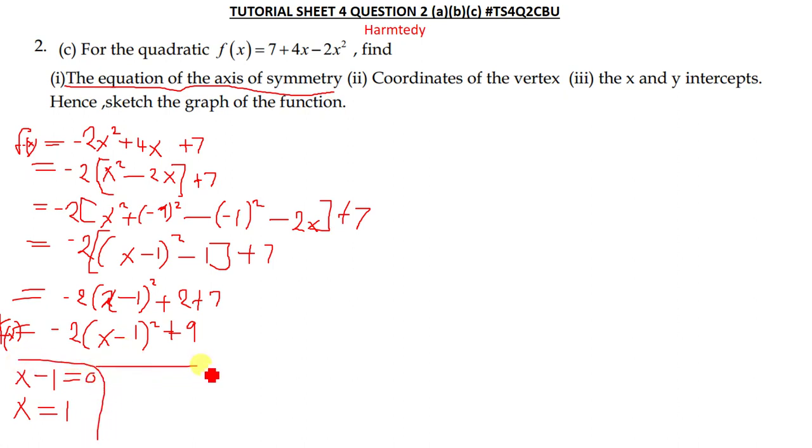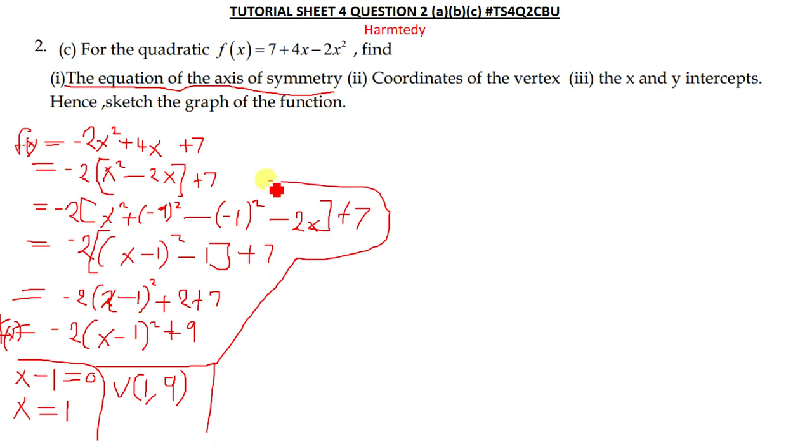Move on to the next part, which is coordinates of the vertex, meaning the turning point. To find the turning point, you just get this value of x there. So the vertex V, the value of x at the vertex is 1, comma, and then the value of y at the vertex, you just get this 9 there, 1, 9. We've answered the second part. These things are simple and straightforward.